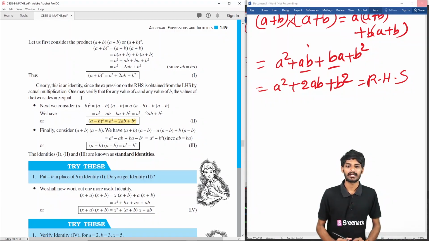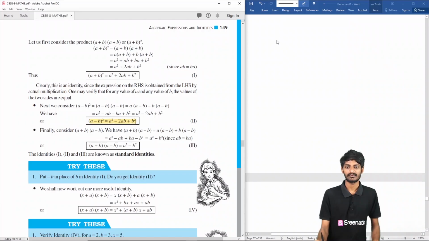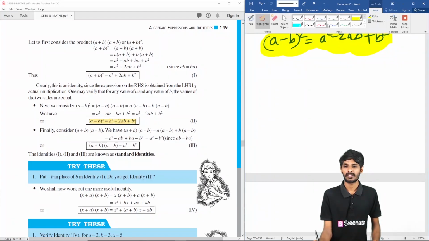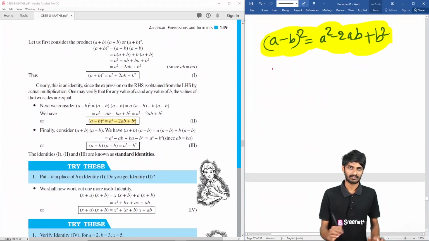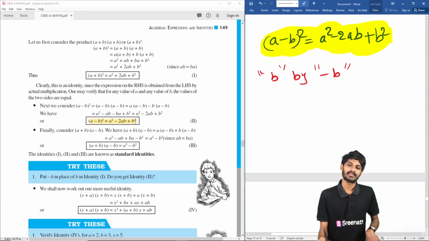Okay, students. And there is another identity, which is (a plus b) into (a minus b) equals a square minus b square. The identity we are using here is (a minus b) whole square equals a square minus 2ab plus b square. It is so simple. We replaced b by minus b. That's it. This is what we have done, then you will get this.